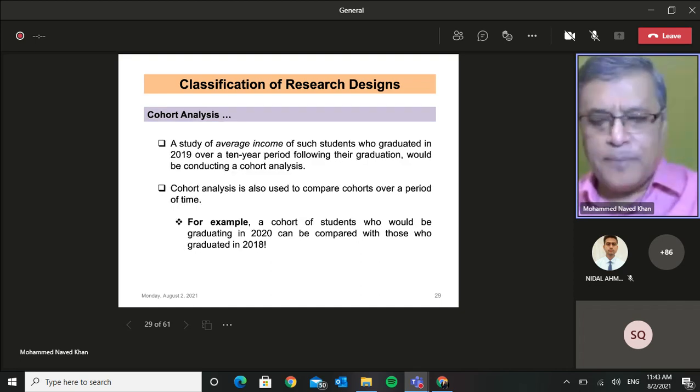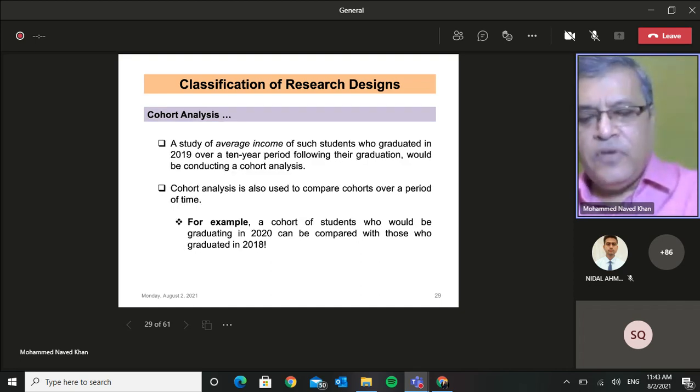Another example that we can consider is that we may be interested in studying the average income of students who are graduating in a certain year, and capturing information pertaining to this average income for the next 10 years, suppose, following their graduation. If you're doing something of this type, then it is an example of cohort analysis.